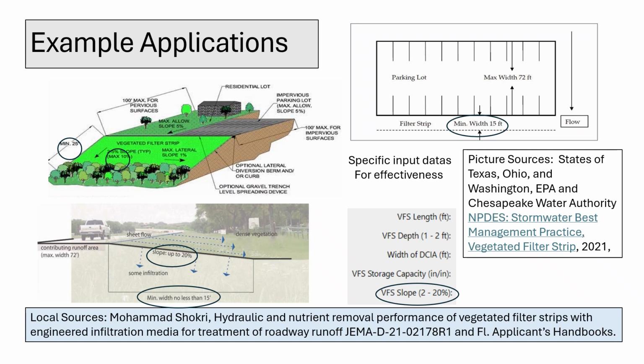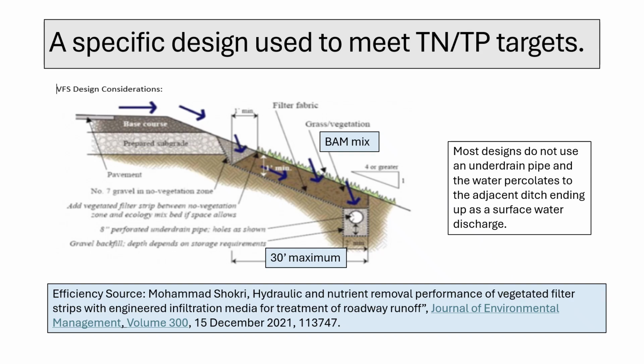The specific data and research guiding these applications, including details on hydraulic and nutrient removal performance, come from various federal, state, and local sources. This slide illustrates a specific design commonly employed to meet total nitrogen and total phosphorus targets. It typically incorporates a BAM mix in its construction. We have data supporting the effectiveness of these designs up to a maximum width of 30 feet.